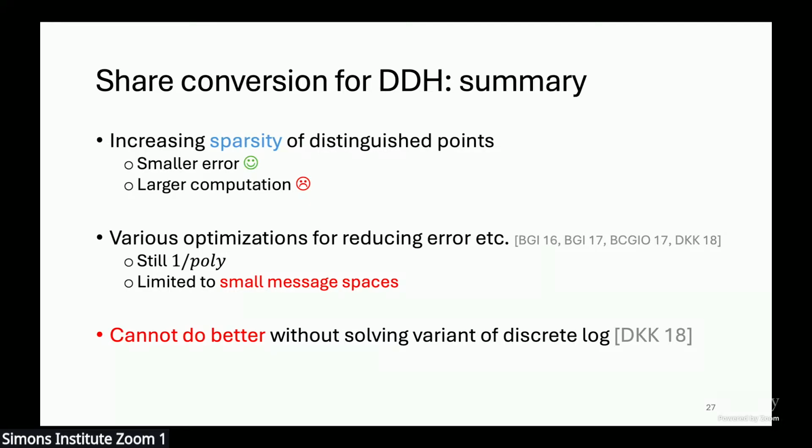Yeah? This inverse poly, is this a correctness error and a security error, or just a correctness error? So it's just a correctness error, but you also have to be careful because sometimes the presence of a correctness error might reveal something, it might depend on the inputs. But the nice thing is you can make it at least arbitrarily small, as long as it's still 1 over poly, by just blowing up the computation by some poly factor.